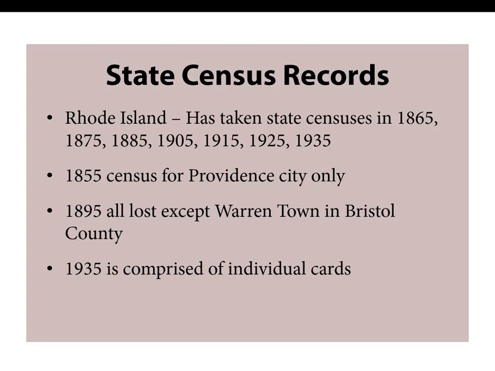We're going to move on now to our state census records. And for Rhode Island, most of the state records begin in 1865, going up through 1935. And once again, the 1890s, we've just got issues with that particular 10-year period. But there is an 1855 census that exists just for Providence City only. And then 1895, all was lost except Warren, Town and Bristol County. 1935 is comprised of computer cards. So it's definitely a different animal.